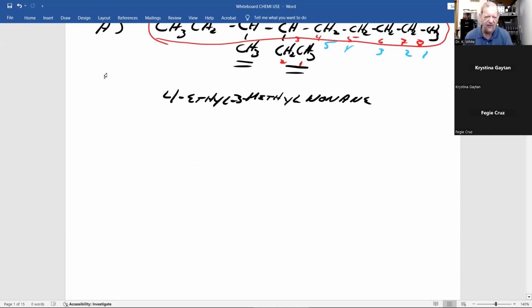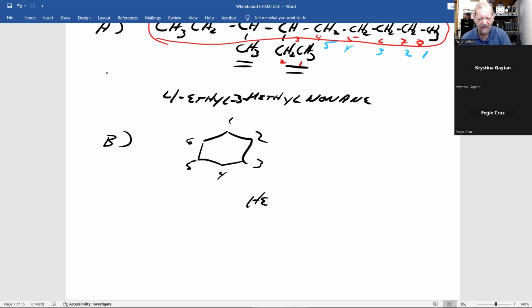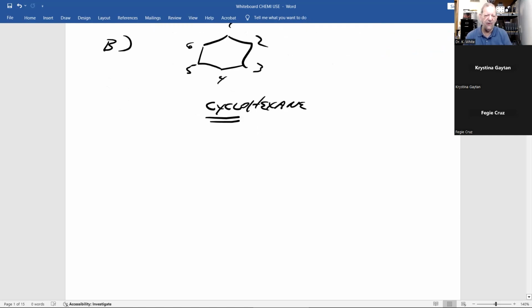Now, another thing I'd like to point out is a ring. In a ring, you count the number of bends. Each bend is a carbon. So 6 carbons would be hexane, but it's a ring. Don't forget cyclo. If you just put down hexane, it's wrong. It's cyclohexane.